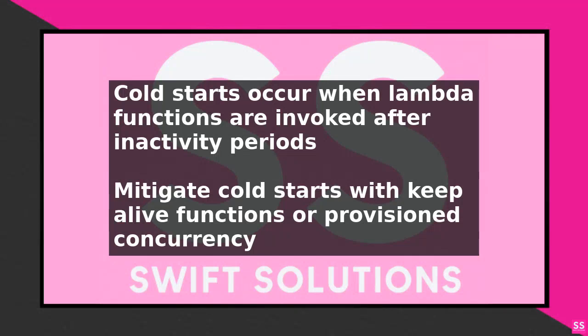Common issues with AWS Amplify Lambda functions can be frustrating and hinder the development process. To address these issues, it is essential to understand the core concepts and best practices of Lambda functions. First, cold starts are a common issue with Lambda functions. This occurs when a function is invoked after a period of inactivity, resulting in slower response times. To mitigate cold starts, implement a keep alive function or use provisioned concurrency.